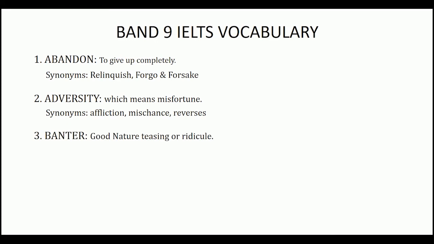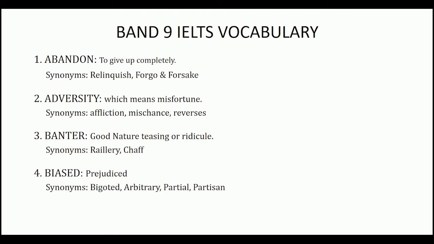Third one is banter, which means good-natured teasing or ridicule. And the synonyms which you guys can use for banter in your essays are raillery or chaff. The number fourth is biased, which means prejudiced, and the synonyms for this are bigoted, arbitrary, partial, or partisan. The number fifth is candid, and the noun for candid is candor, which means frank or outspoken.